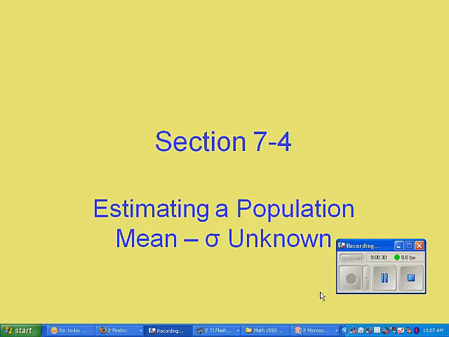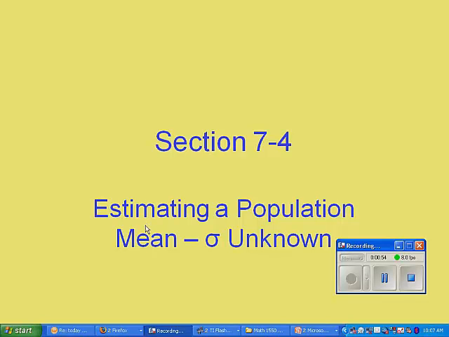What else did we learn about besides point estimates? Confidence intervals, right? You can estimate with a point, or you can estimate with a whole interval. And we talked about how there's a confidence level that goes with that. These are things we learned here in chapter 7.